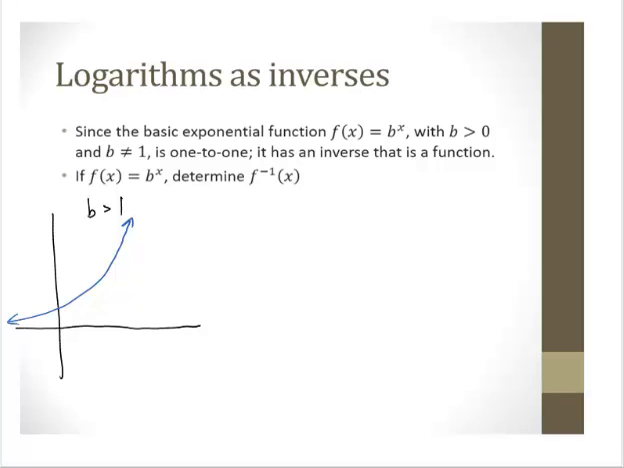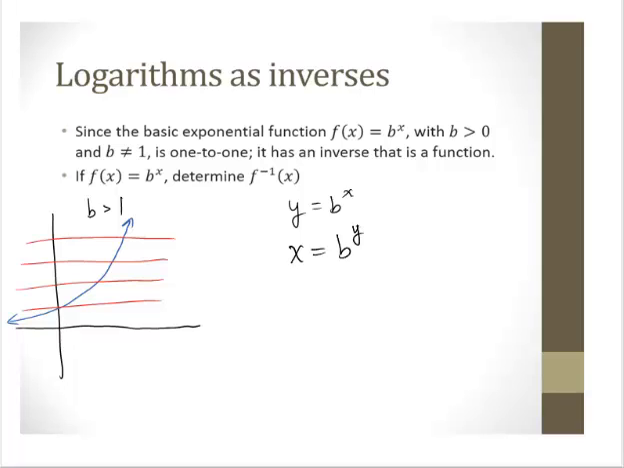And it is a 1 to 1 function, right? Horizontal line test says this is a 1 to 1 function. So therefore it has an inverse that is also a function. Alright, so if f of x is b to the x, determine its inverse. Well, y is equal to b to the x. Let's first write it as y equals b to the x. Then invert the variables.